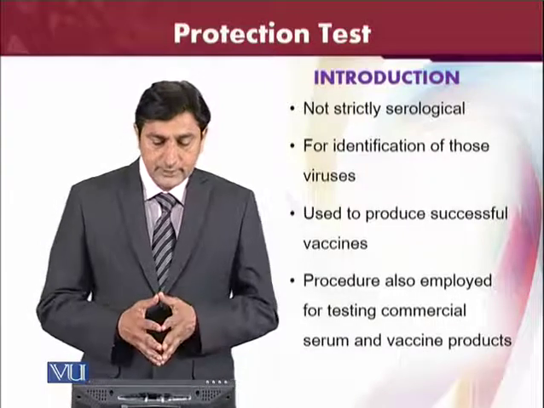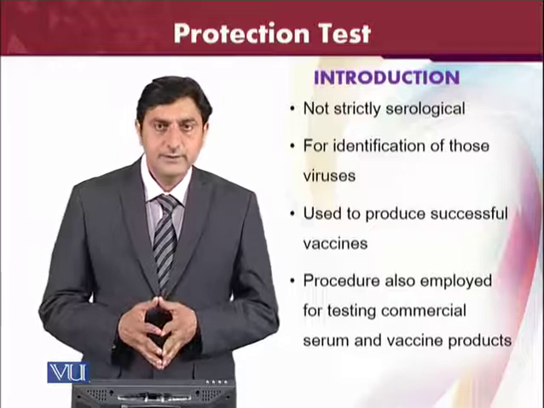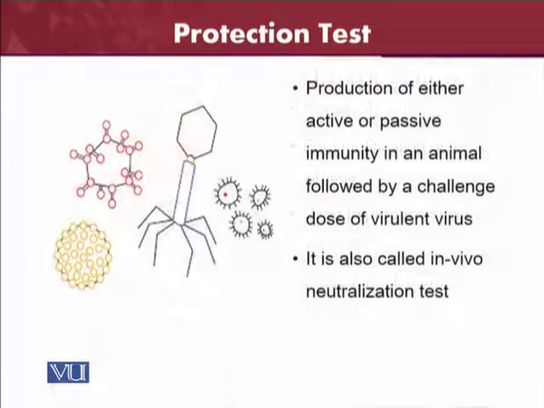It is also employed for testing of commercial serums and vaccine products. Then comes the production of either active or passive immunity in an animal, followed by a challenge dose of the virulent virus. Of course, for the protection test, we need to use the same virulent virus which we are using to produce the serum, or which we are using to produce the vaccines. So we need to see how much active or passive immunity is produced by that special antigen.